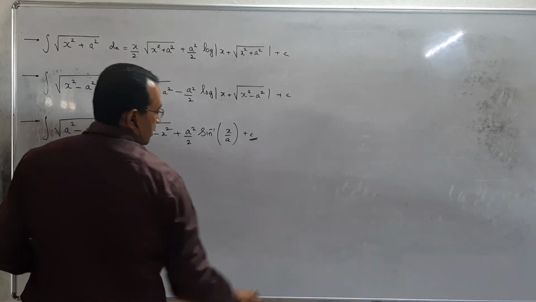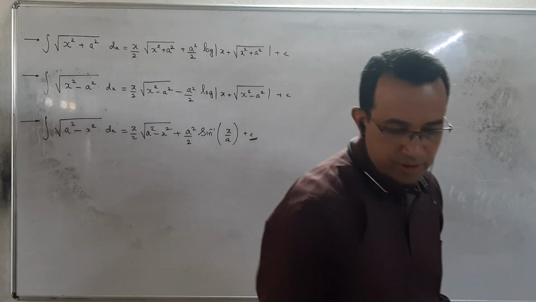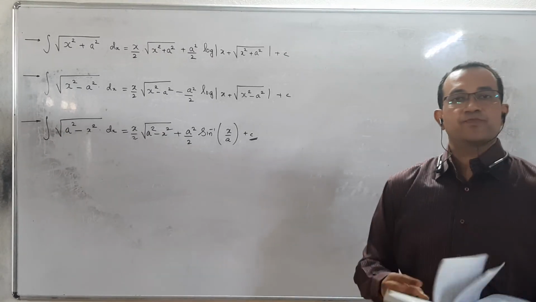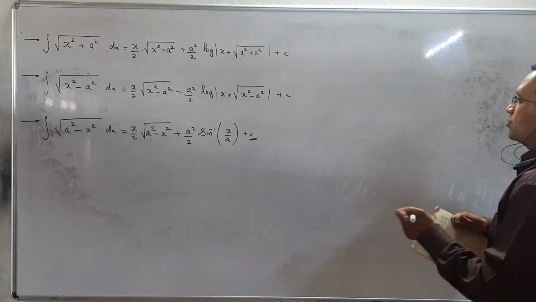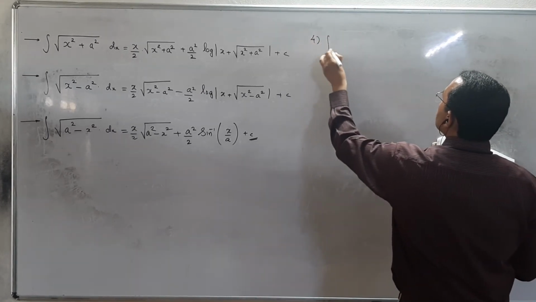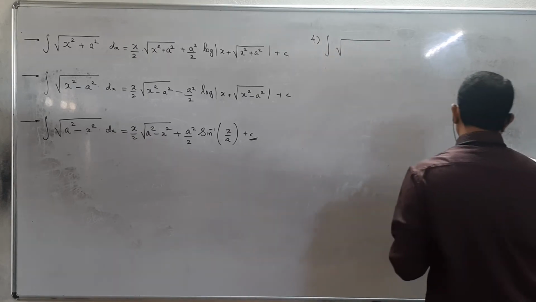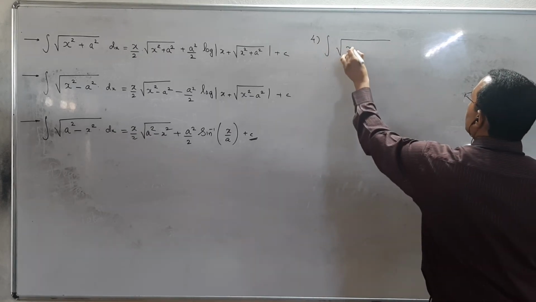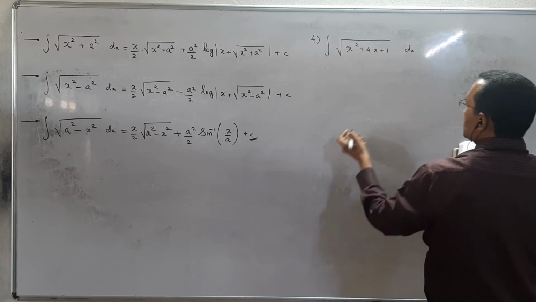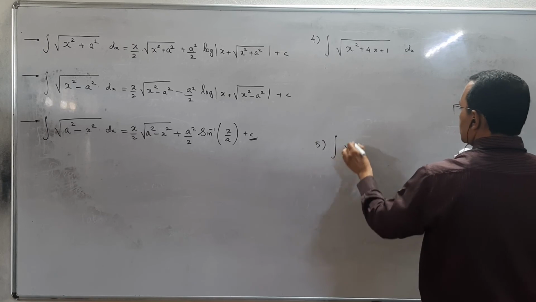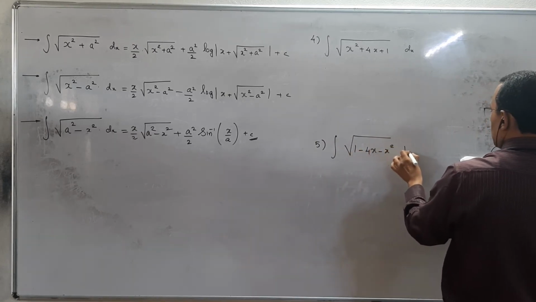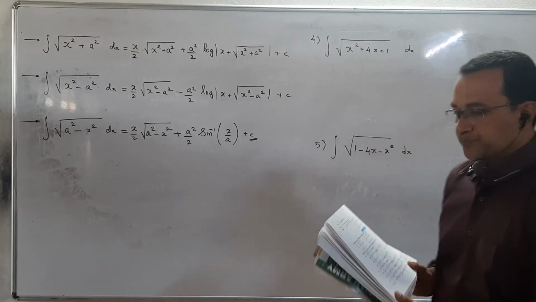Okay, now students, I am doing sum number 4, 5, and 6. Sum number 4. It is square root of x square plus 4x plus 1 dx, and the fifth I am also writing: square root of 1 minus 4x minus x square dx.